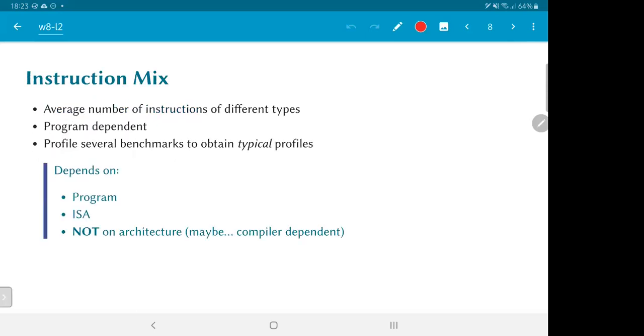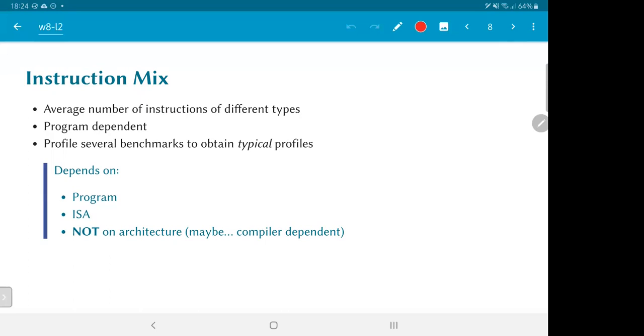The other thing that we would like to keep in mind when we are trying to compare processors is that we want to find programs such that we have a good mix of different instructions. And the instruction mix essentially means the average number of instructions of different types. Clearly, this is program dependent. For example, I could have a program which just has a series of ALU operations, or I could have a program that has a lot of jump instructions. Maybe there's a lot of branching to be done.